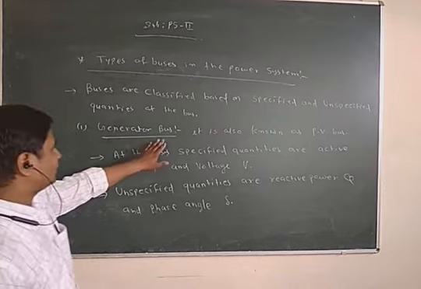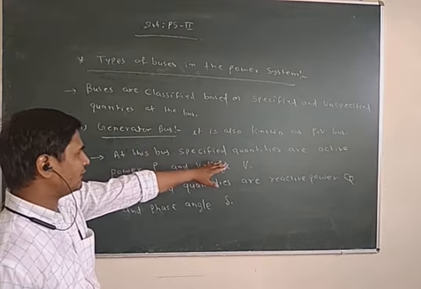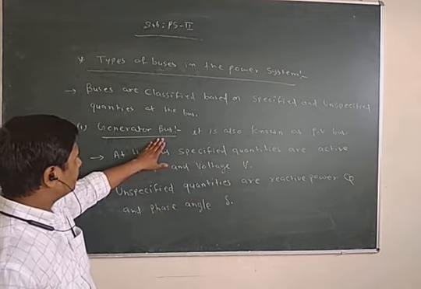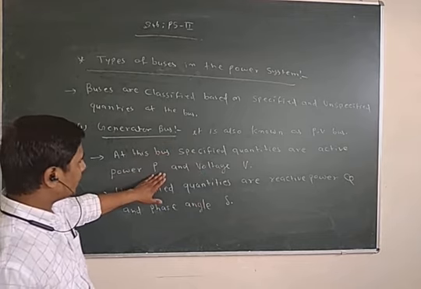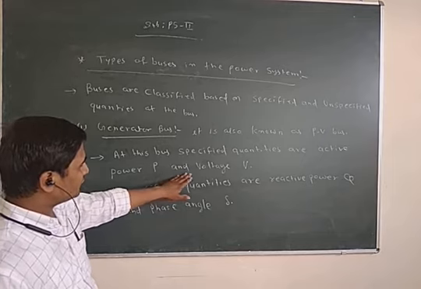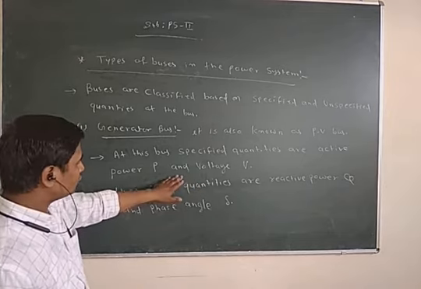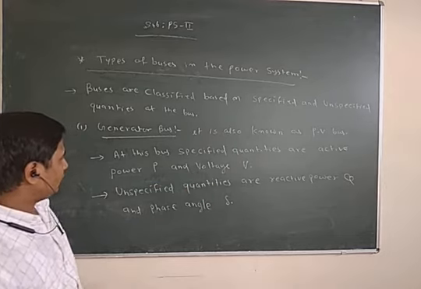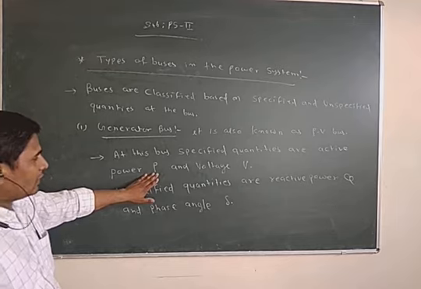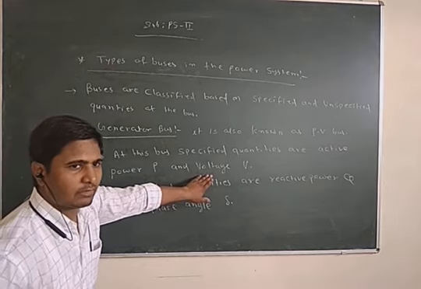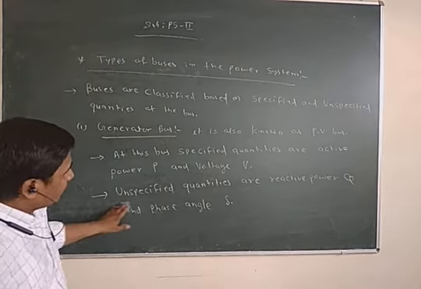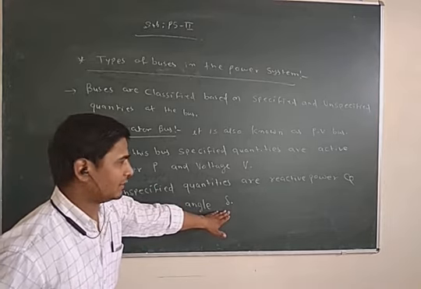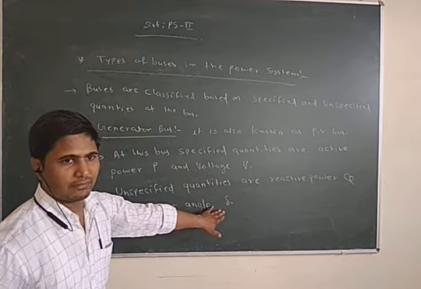So in generator bus, specified quantities are power and voltage. We know that our generator rating is given in power MVA and specified voltage in kV, because our generator generates electricity at a specified voltage, due to which at generator bus power and voltage are specified quantities, and reactive power Q and phase angle delta are unspecified quantities, because these are variable and depend on load.